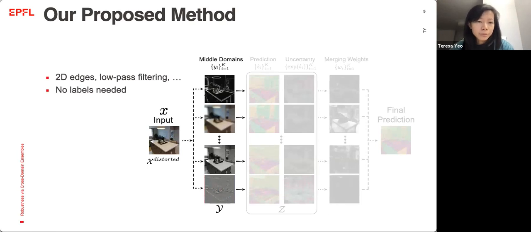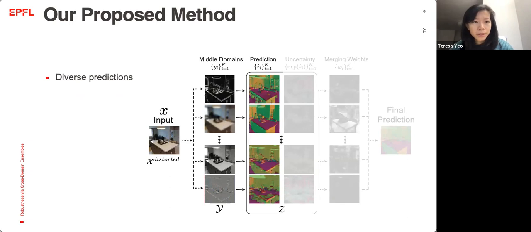This is an example of how our method works on a single image. Given a distorted input image where the distortion is JPEG compression, we extract a set of middle domains. Examples of these middle domains are 2D edges, low-pass filtering, grayscale, and emboss filtering. Note that these middle domains can be computed analytically, so they do not need labels, and they can be obtained for any dataset without supervision.